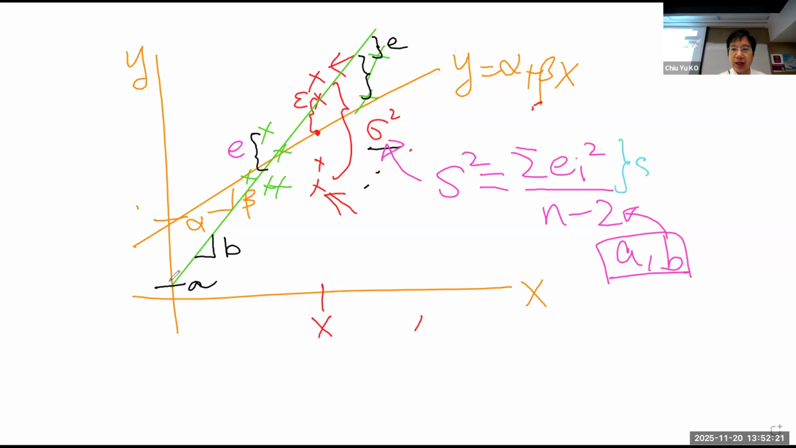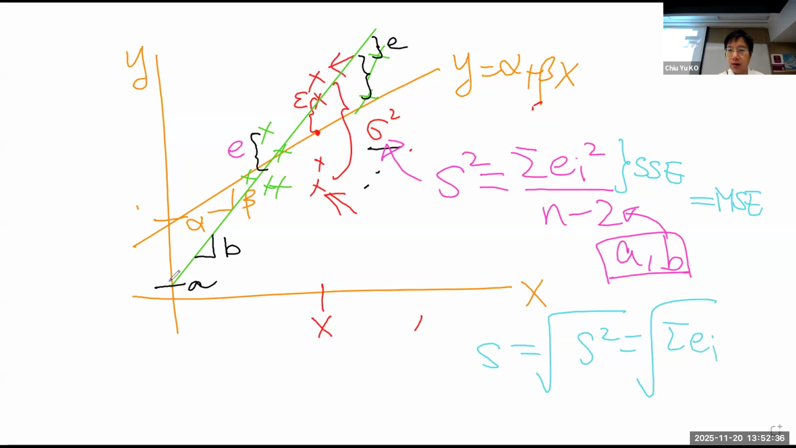Very often, if you look at subsequent classes, this is, as we said, SSE, and the whole thing is called MSE. And the S, which is the square root of S square, is called RMSE, root mean square error. It's not needed for my class, but I just put it there in case those of you who learn machine learning, they will see that very often.